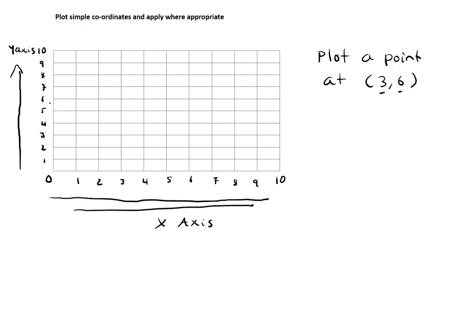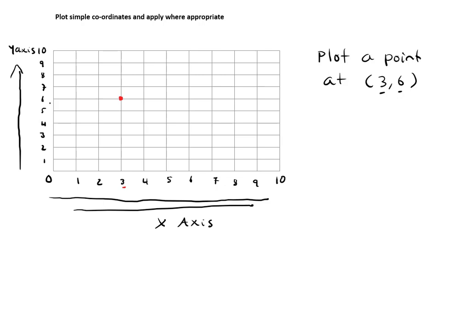Using this information, to plot a point 3, 6, first of all we're coming out along the x-axis to where 3 is, and from there we're going to go up along the y-axis until we meet point 6. So right here is where point 3 and point 6 intersect.